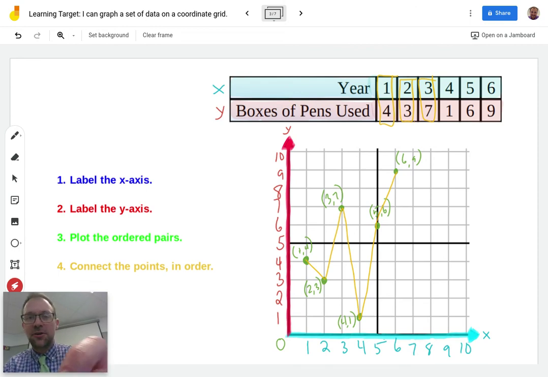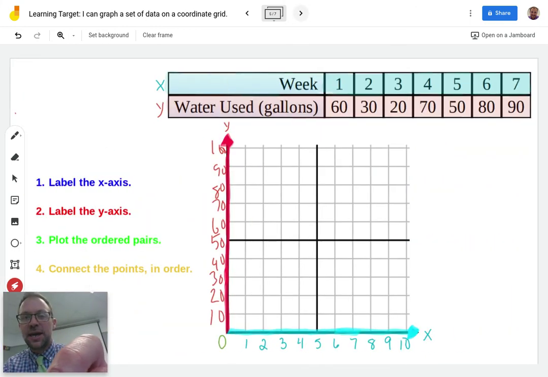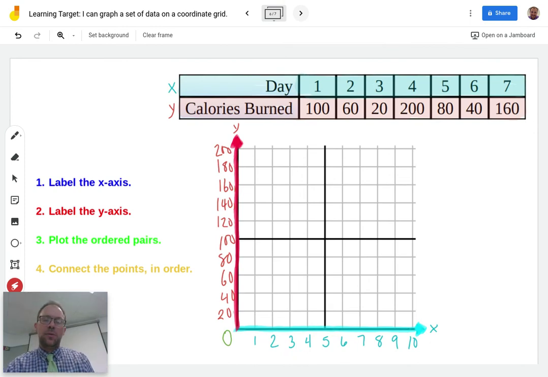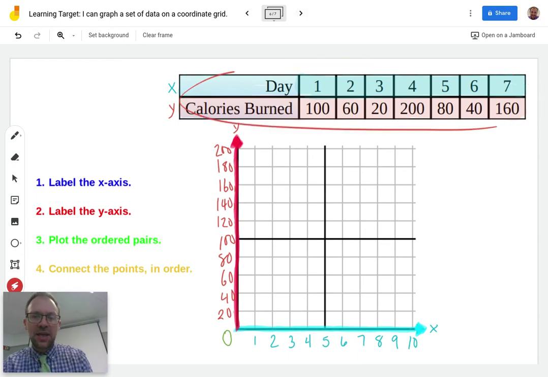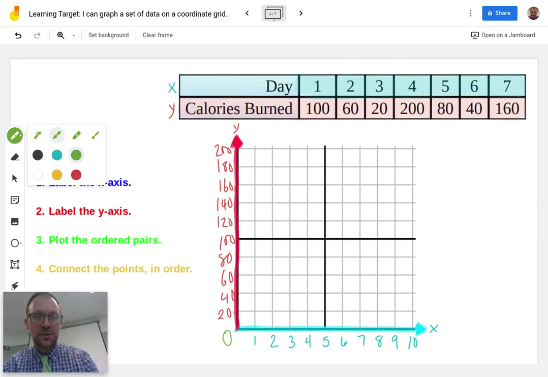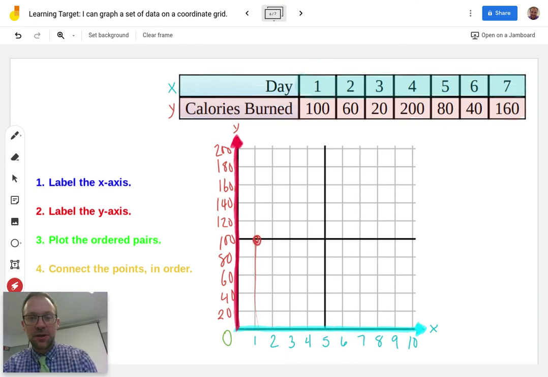All right, now you're going to go ahead and do this kind of work today. But before you do, let's plot a couple more points just to make sure we have it, okay? Here I am on another coordinate grid with another set of data. We have it labeled, so we're going to now graph the number of calories burned per day. All right, our first ordered pair is 1, 100. So I'm going to go over to 1 and up to 100, and there it is. I'm going to label it 1, 100.